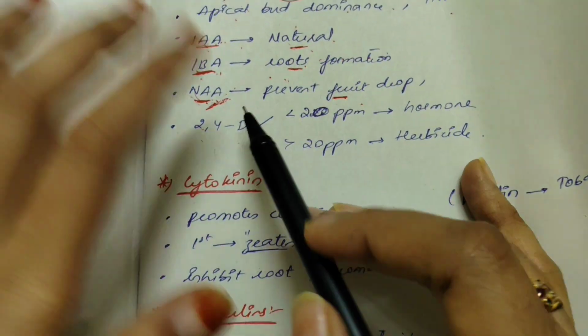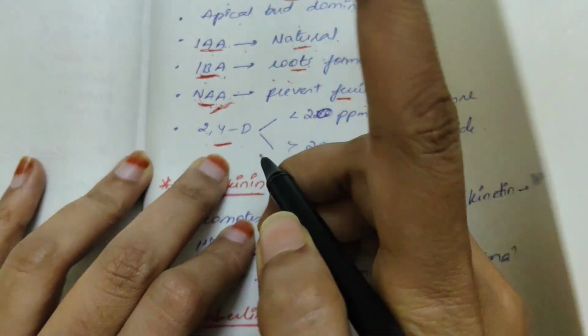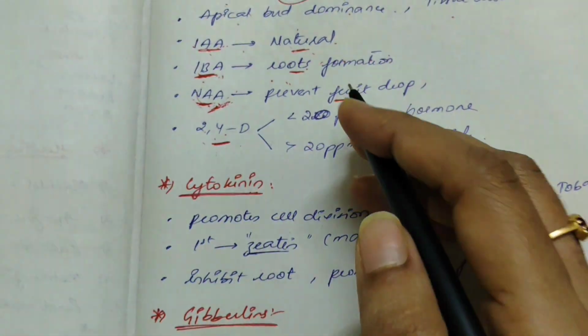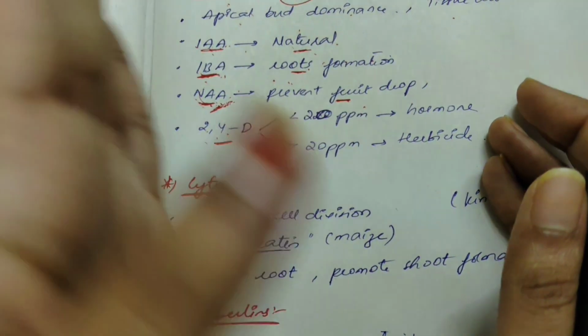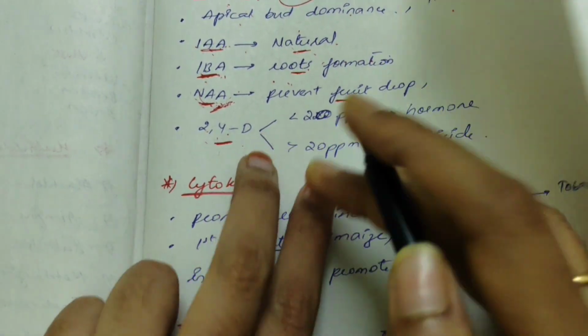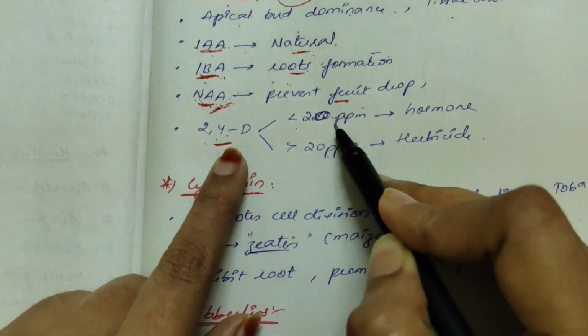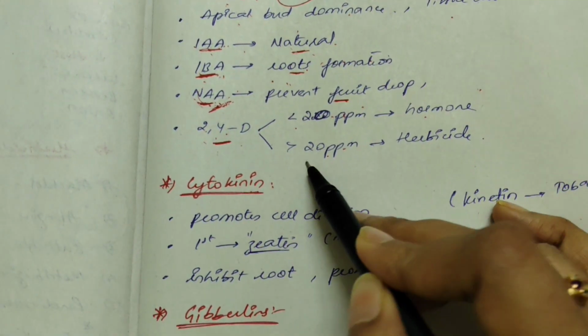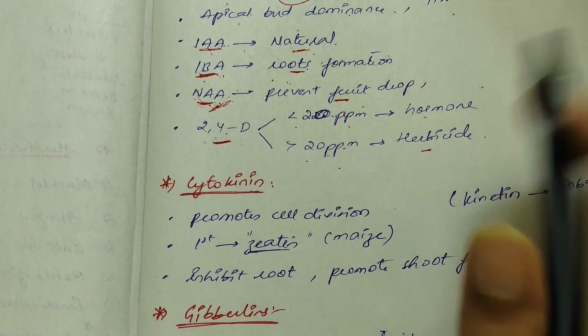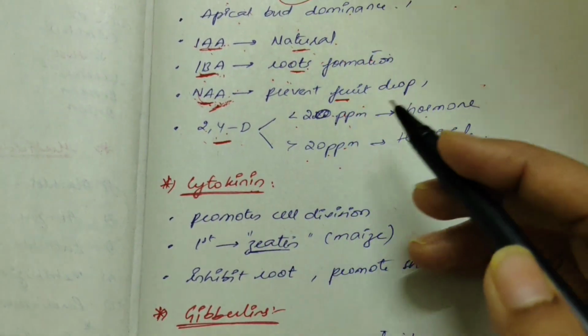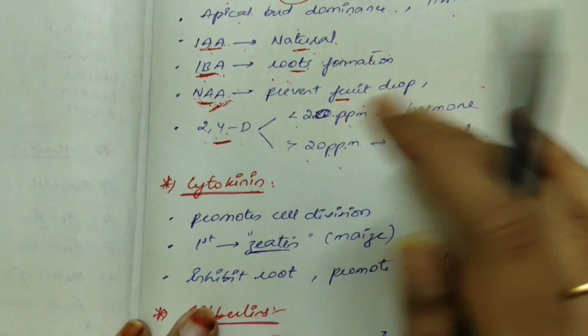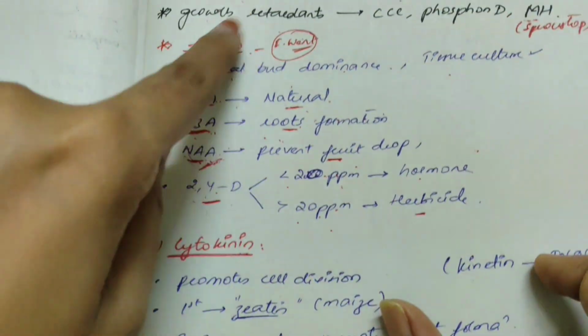2,4-D, see, this is very important. You have to remember that 2,4-D can be used both as a hormone and as a herbicide, a weedicide. The concentration is important. Remember that below 20 ppm it is used as a hormone, and above 20 ppm it is used as a herbicide. 2,4-D is both a growth hormone and a herbicide. Remember this.